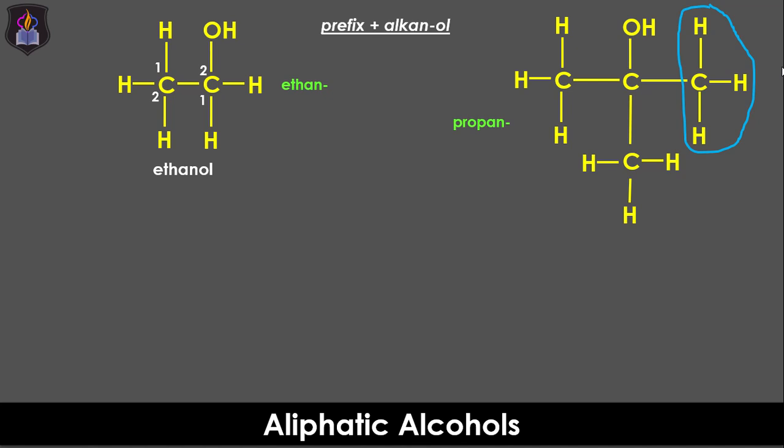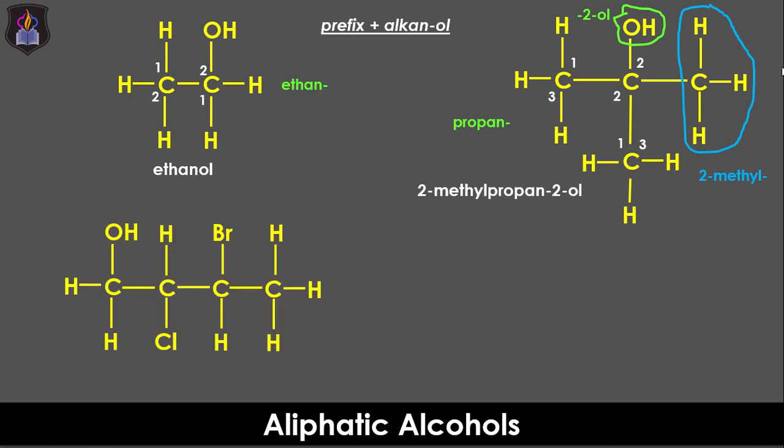Numbering from any side gives the functional group the positional number of 2 and the suffix 2-ol. Since the methyl group substituent is also attached to carbon 2, then the prefix of the compound is 2-methyl. Therefore, the name of the compound is 2-methyl-propan-2-ol.